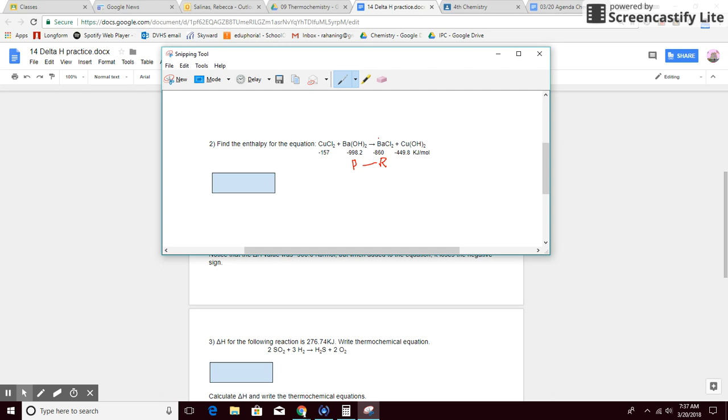So these are my products over here, right? They're going to go first. So I've got negative 860 plus negative 449.8. So that's my products minus my reactants, which are going to come from over here. So I've got negative 157 plus negative 998.2.